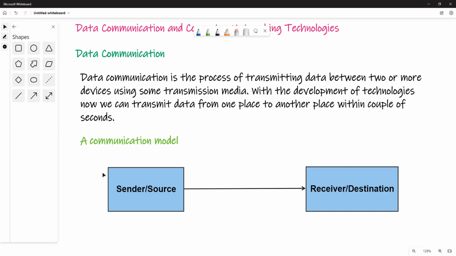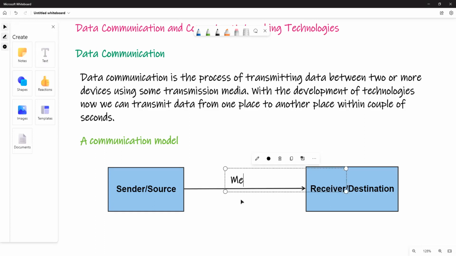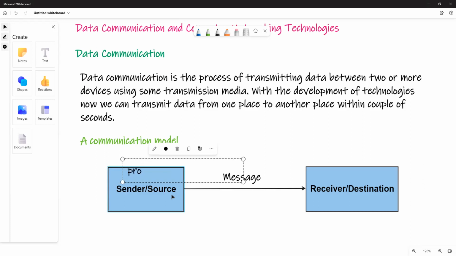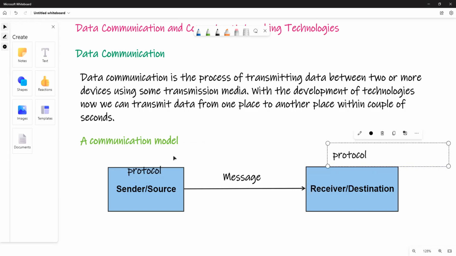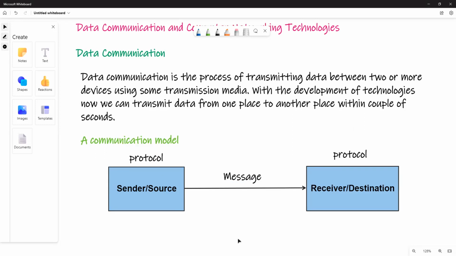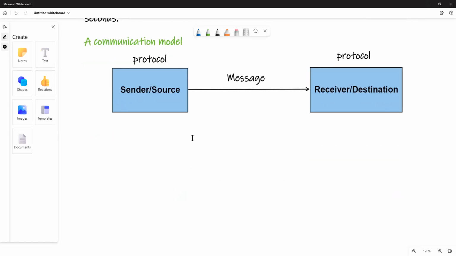So what we call this is the message. The message is transmitted from here to here, and the whole system we call the transmission system. And what we have is protocols. Protocol means nothing but some procedures, which we will talk about. Through a protocol, we are going to access it. So the whole system we can talk about as the transmission system.